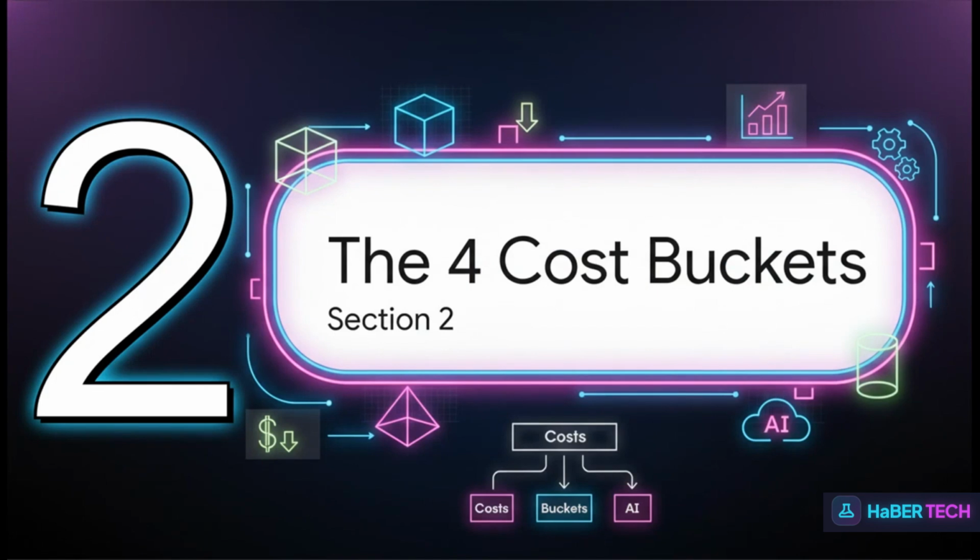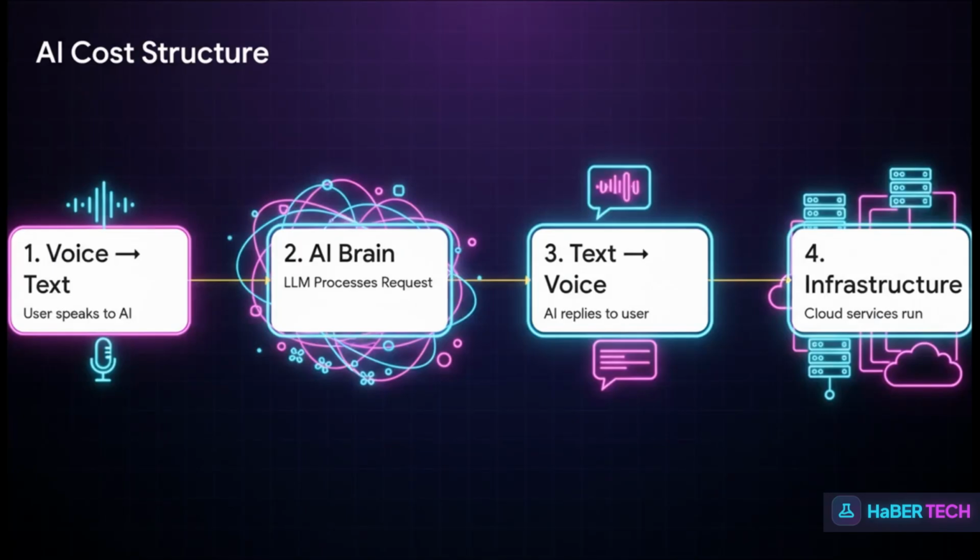All right, we've spent enough time on the problem. Now let's start building the solution. We're going to take all those abstract costs and break them down into 4 really simple, easy to understand buckets. So forget all that complicated jargon for a minute. At Habertech, we like to simplify this whole thing for our clients by just thinking about it in these 4 core buckets. This model basically covers every single thing your AI does, from listening to thinking to talking back.